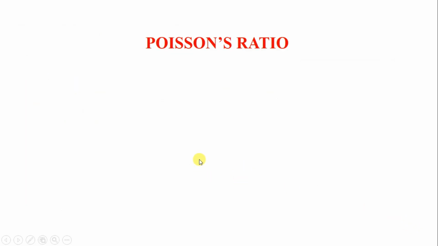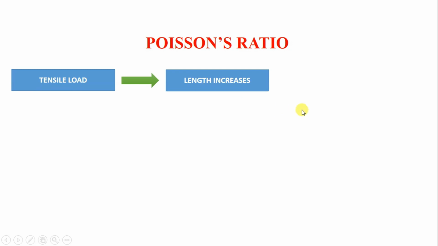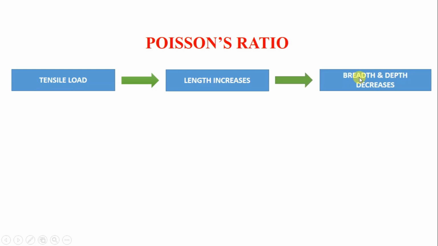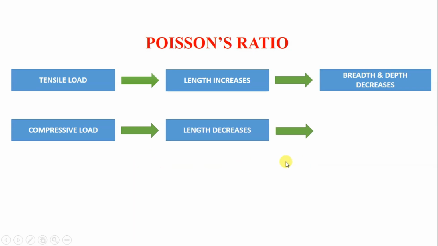When a body is given a load, it can be either tensile or compressive. What happens if the load is tensile? The length gets increased, and simultaneously the breadth and depth of that bar will decrease. On the other hand, if the load is a compressive load, the length will get decreased and simultaneously the breadth and depth increase. So how are we going to calculate all these strains and stresses while working out the problems? We need this Poisson's ratio.